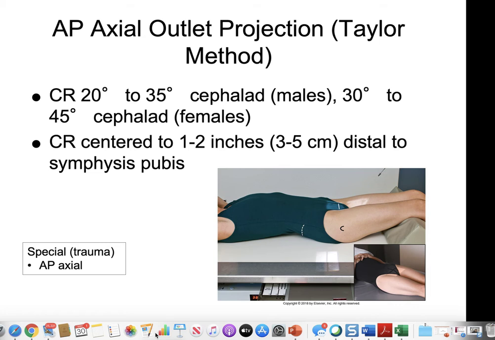We have your AP axial outlet projection, your Taylor method. The CR is 20 to 35 degrees cephalad for males, 30 to 45 degrees cephalad for females. CR is centered 1 to 2 inches distal to the symphysis pubis. This is a special trauma projection.